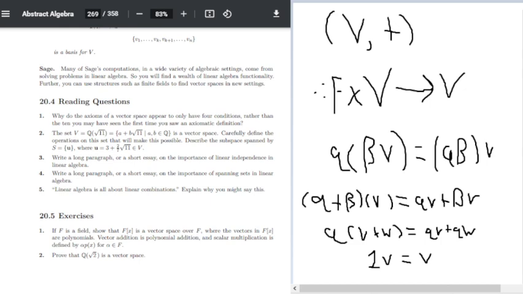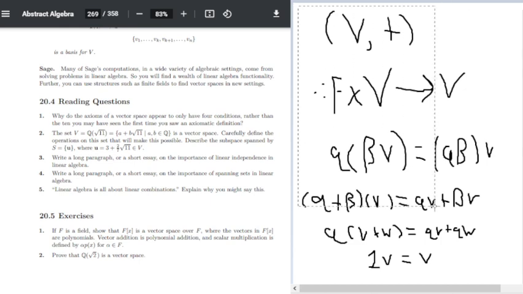So the set V equals Q adjoin square root 11, equals A plus B square root 11, with A and B rational, is a vector space. Carefully define the operation on this set that will make this possible. Describe the subspace spanned by S equals U, where U is equal to 3 plus 2 over 7 square root 11.